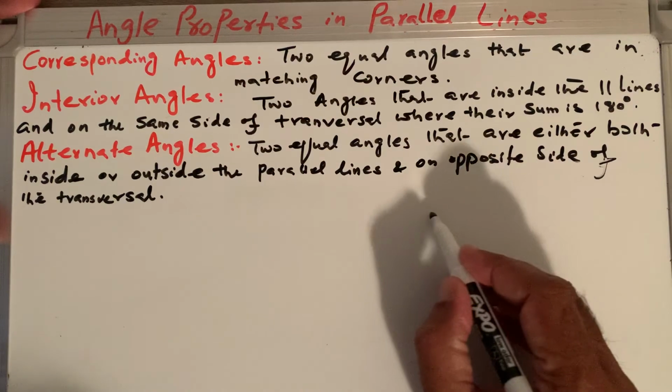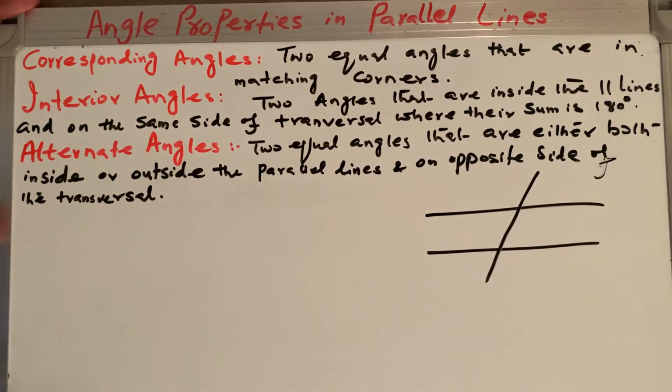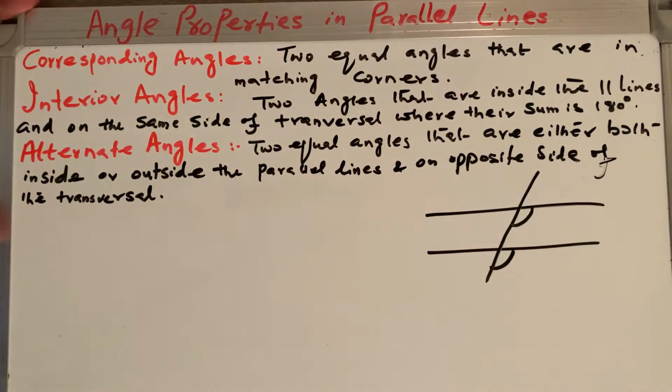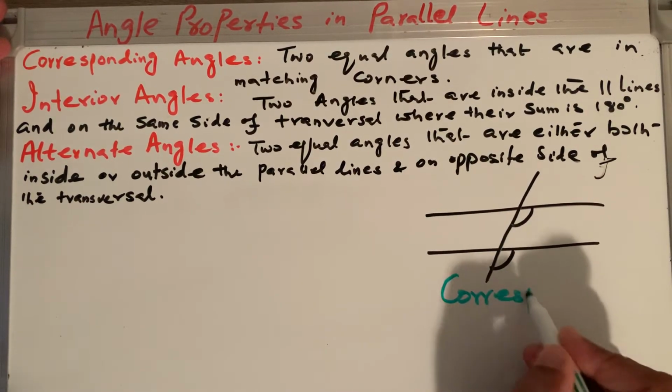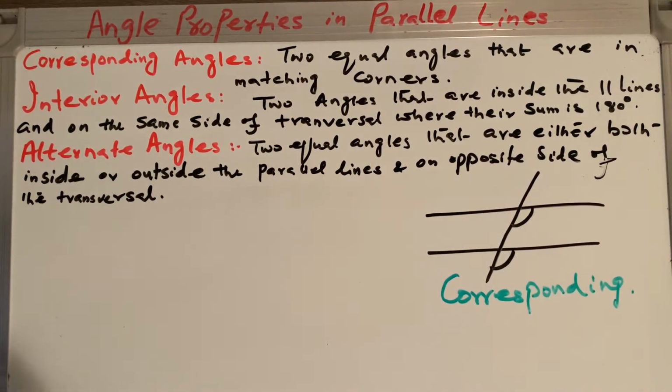For corresponding angles, we did the definition: two equal angles that are in matching corners. I can take this one as a matching corner. These are the matching corners. So this is my example of corresponding angle. So what is the definition? They both must be equal. Whatever matching corners you can find, those angles will be equal and are called corresponding angles.